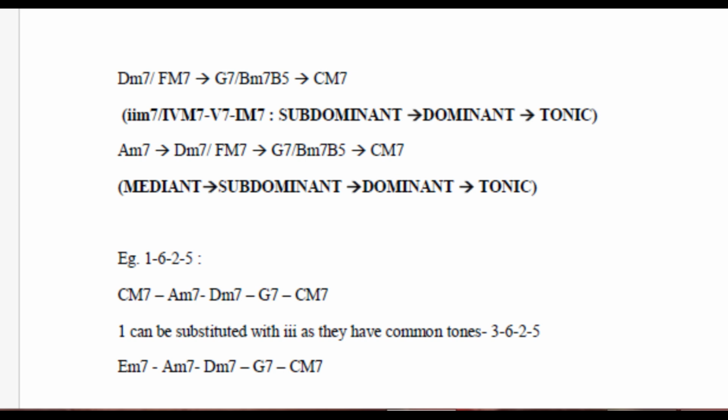So we have what is known as a 2-5-1 chord progression, the D minor 7 going to the G7, and that ultimately resolves to the C major 7. There is a 2 chord going to the 5 chord going to the 1. That is a classic 2-5-1 chord progression in jazz.